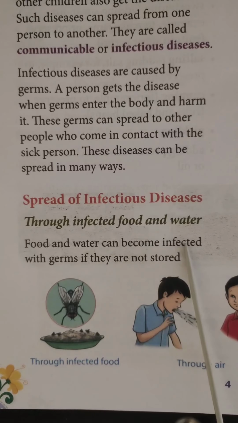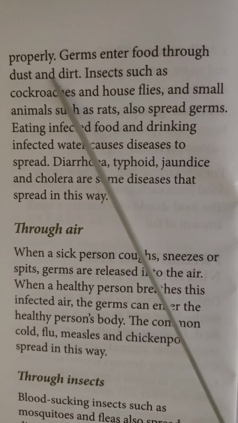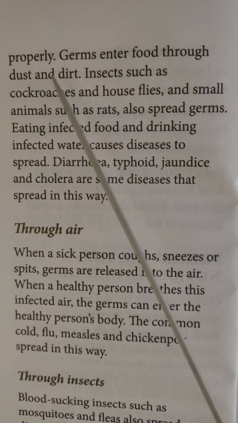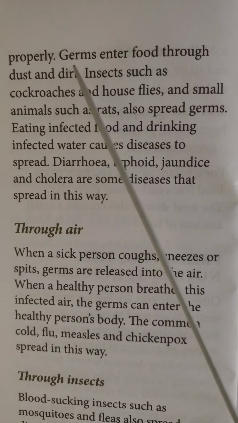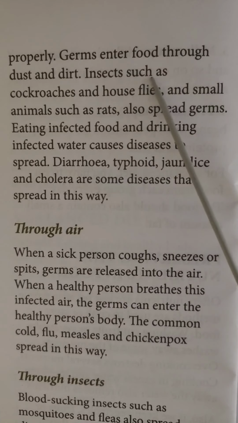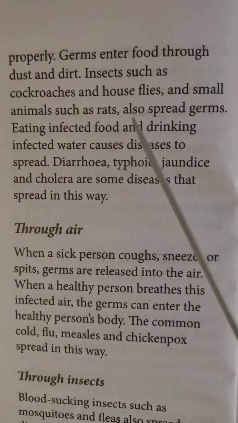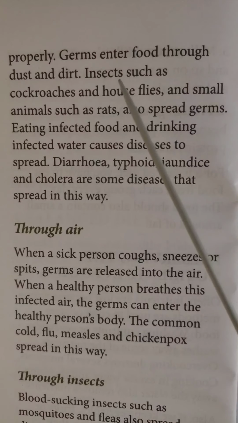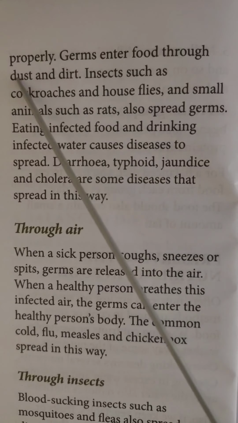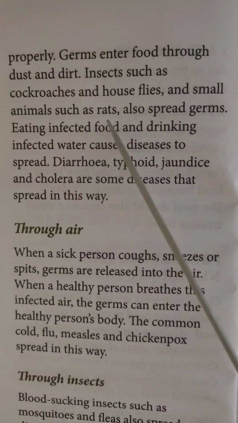Food and water can become infected with germs if they are not stored properly. Germs enter food through dust and dirt. Do you know, like food and water, if it is not stored properly, there is a possibility germs may enter. How will germs enter? Through dust and dirt. Even insects such as cockroaches and house flies and small animals such as rats also spread germs.